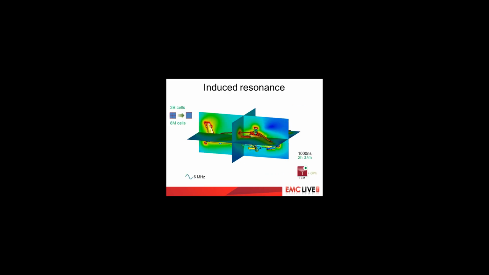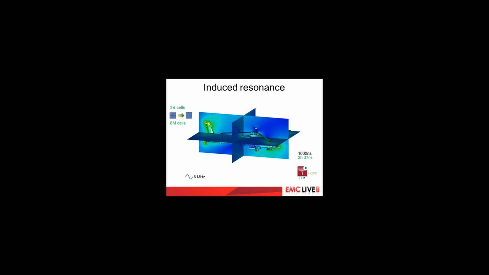So this slide shows the animation of the electric field at 6 megahertz. EMP is a broadband effect, but as we've been discussing, it may induce resonances at certain frequencies. At this frequency of 6 megahertz, the airframe is behaving like a half-wave dipole. We have a strong resonance with peak electric field at the ends of the aircraft.